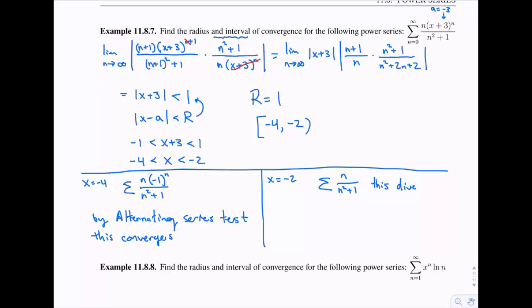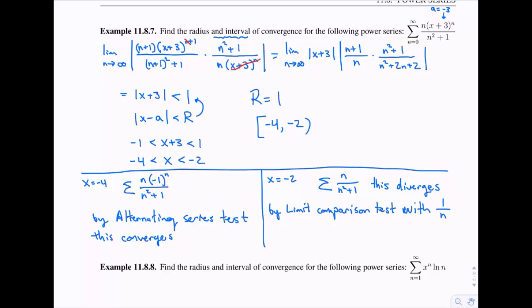And there's a couple ways you can show this, but I think the easiest is the limit comparison test. So again, this is positive. It's decreasing. Great. For the limit comparison test, we need something to compare it to, and the right thing to compare it to would be 1 over n. We know that the series of 1 over n diverges because of the p-series test. So at x equals -2, the series diverges.